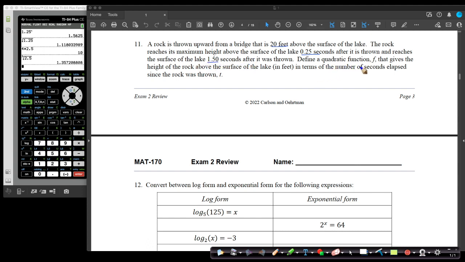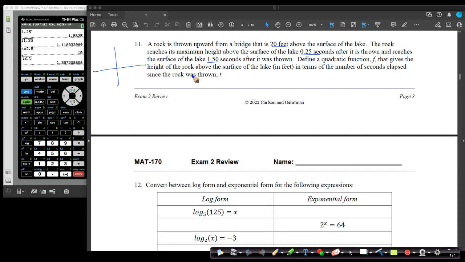Now we're supposed to define a quadratic function that gives the height of the rock above the surface of the lake in feet in terms of the number of seconds elapsed since the rock was thrown. You should know this from the homework. When it reaches its maximum, that's halfway between the two x-intercepts. When it hits the surface of the lake, we would assume our graph is set up with the level of the lake being y equals 0, the x-axis.